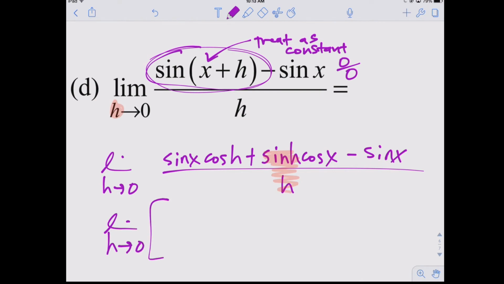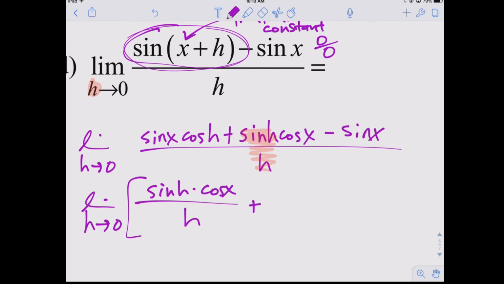So we'll get sine of h times cosine of x all over h. We'll do that. And then the other ones, we'll just leave them. You don't have to put every term over the denominator. You could put any combination of terms over the denominator. So I'm just going to leave those two together for now.